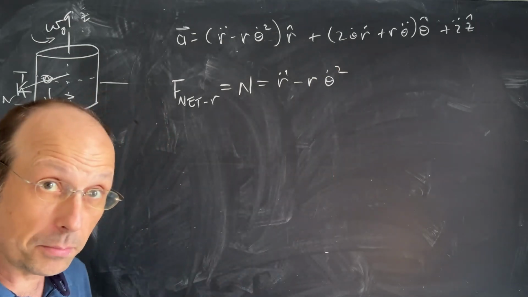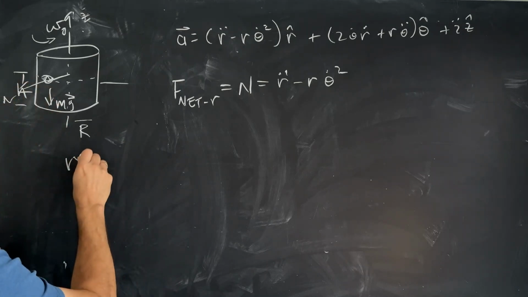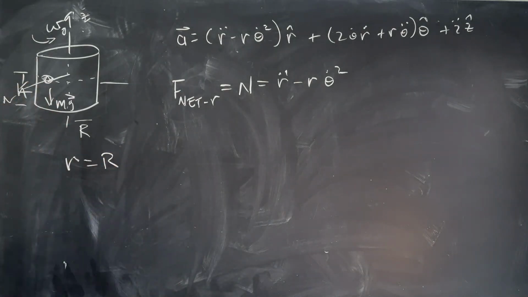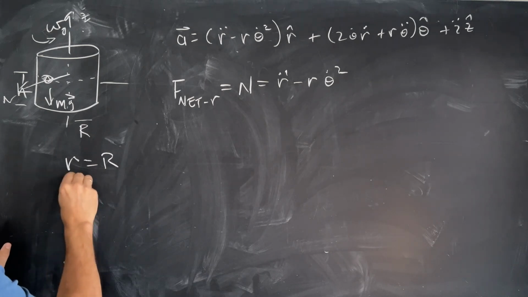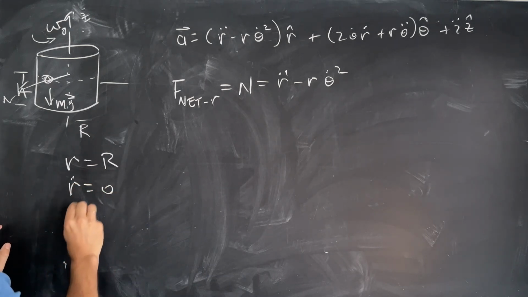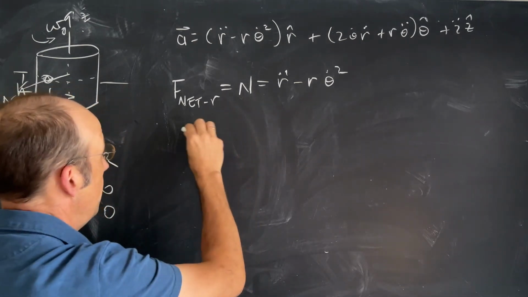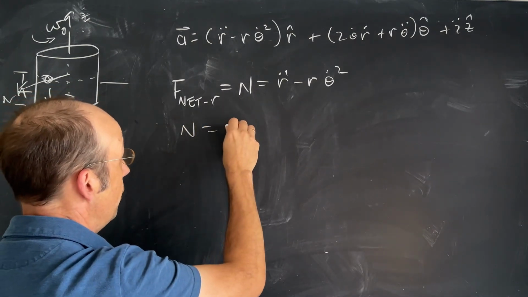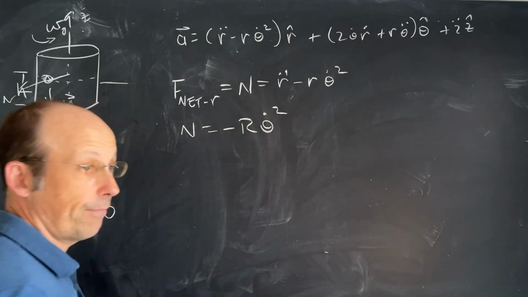However, I do know something very, very useful here, and that is that the r value is equal to R, the radius of the cylinder. So if I take the derivative, r dot is 0. If I take the derivative of that, r double dot is 0. So this is just going to be N is equal to negative R theta dot squared.